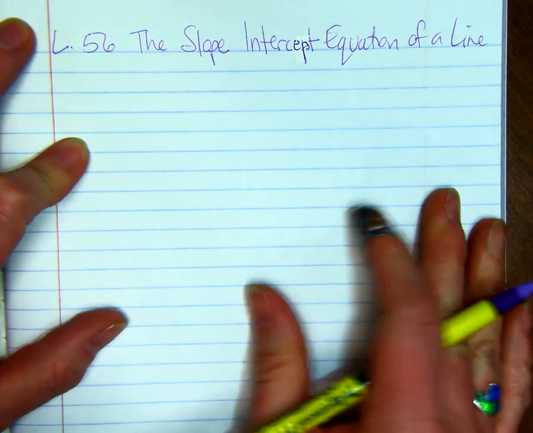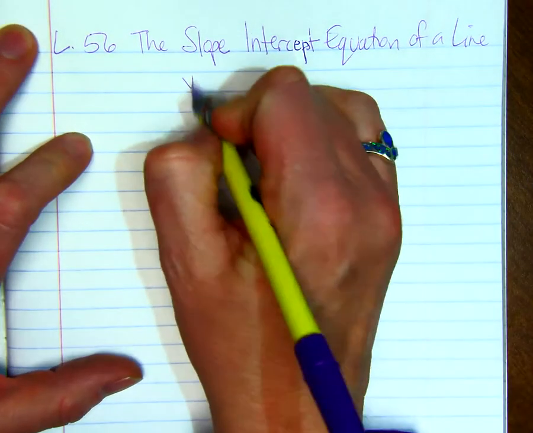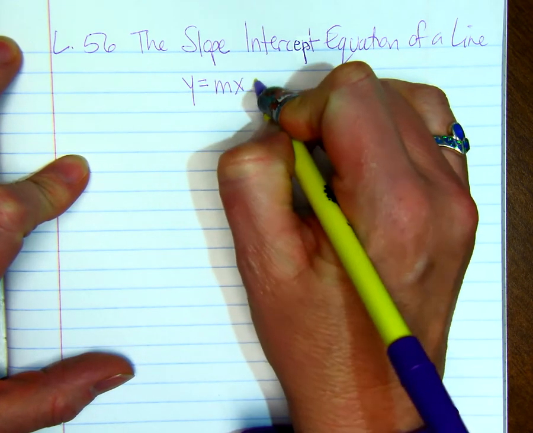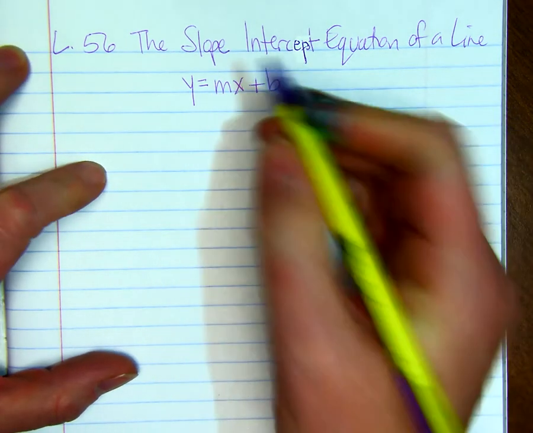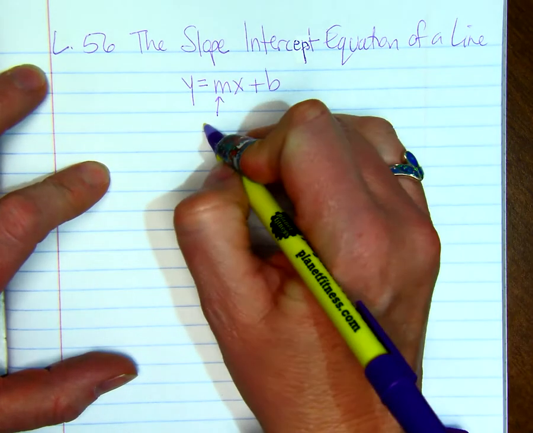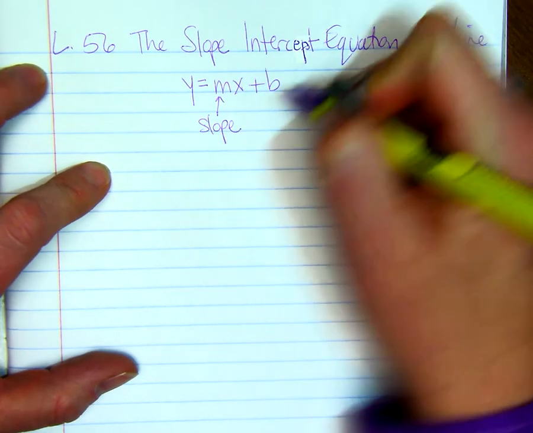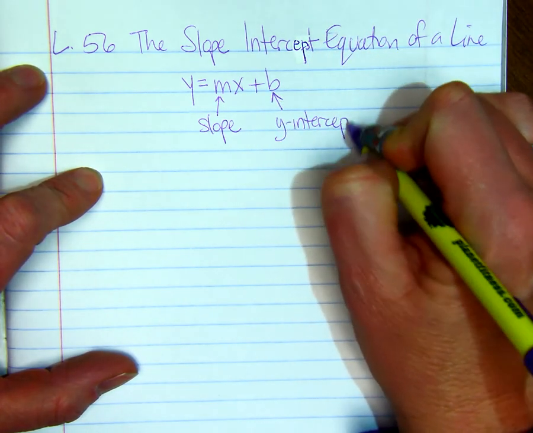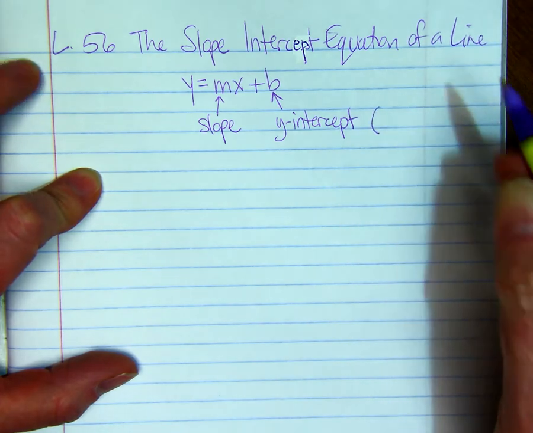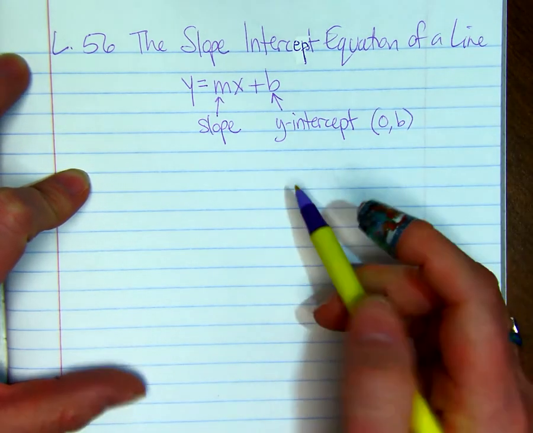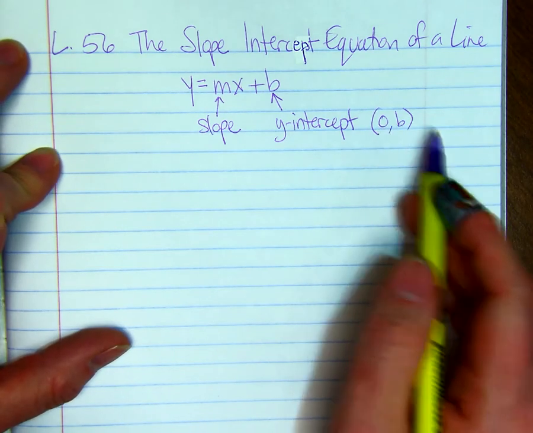So when we have an equation of a line, it's y equals m times x plus b. The m, that number in front of the x, the coefficient of x, is called the slope, and the y-intercept is that last number. It will cross the y-axis at (0, b). So the line will go through that point.